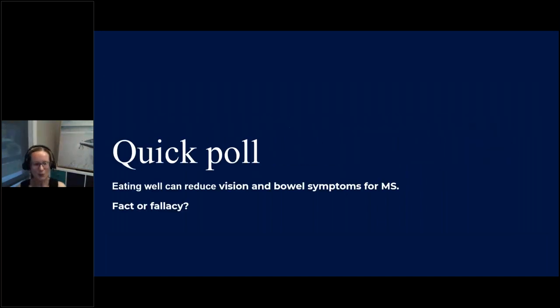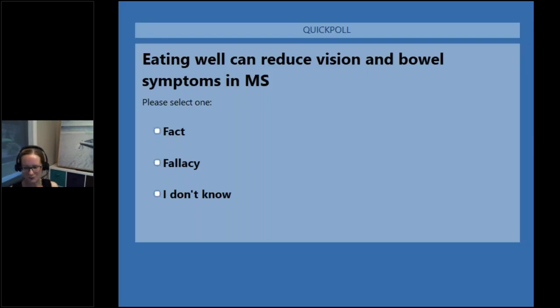Okay, next one. We now have a question around: can eating well reduce vision and bowel symptoms for MS? Fact or fallacy? I can see the poll is open.